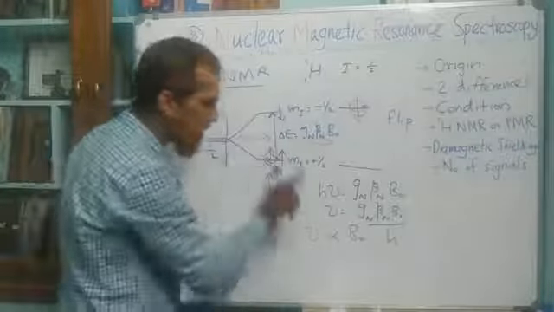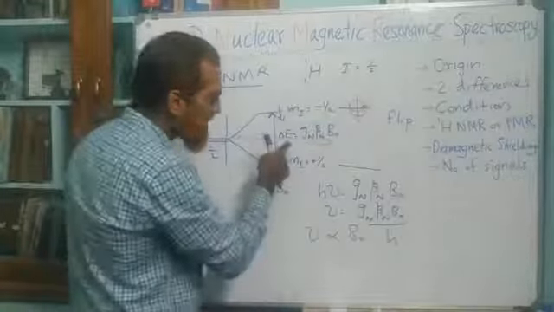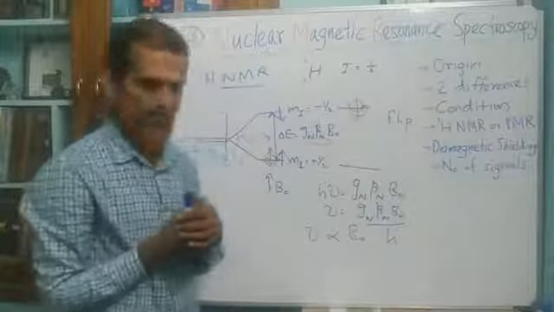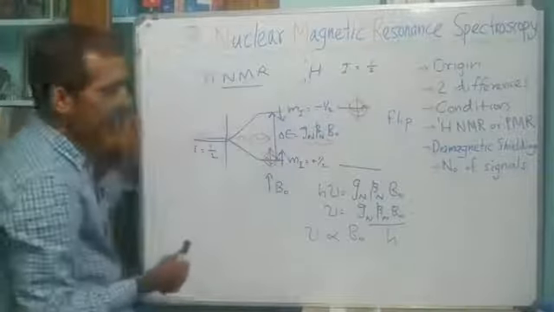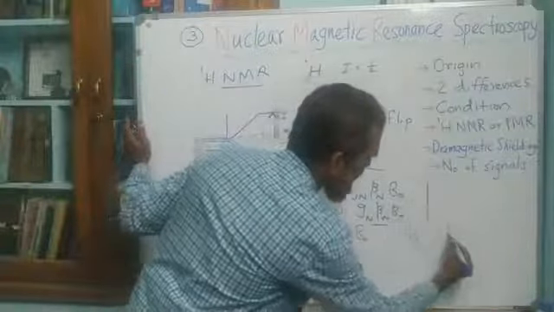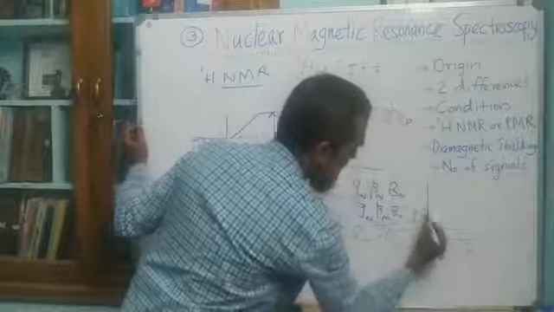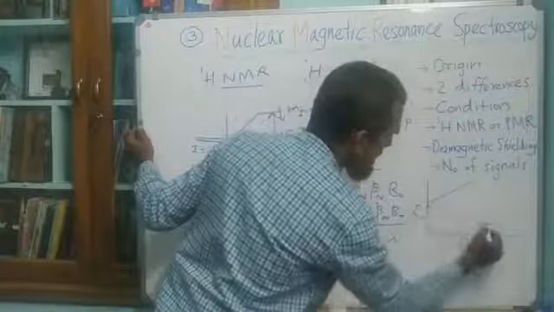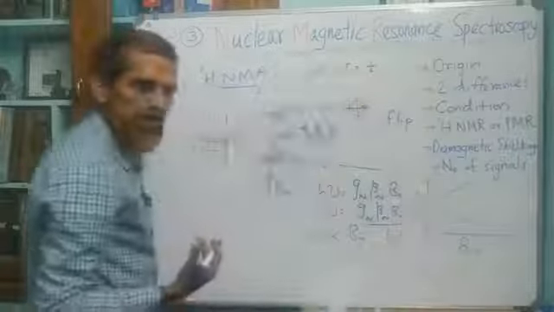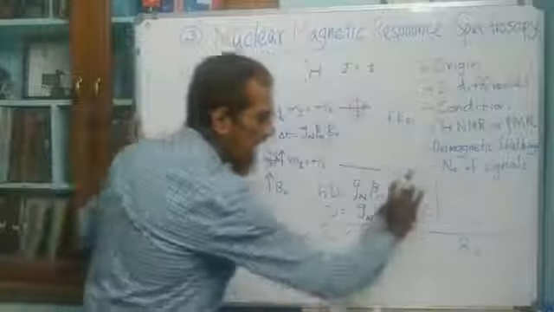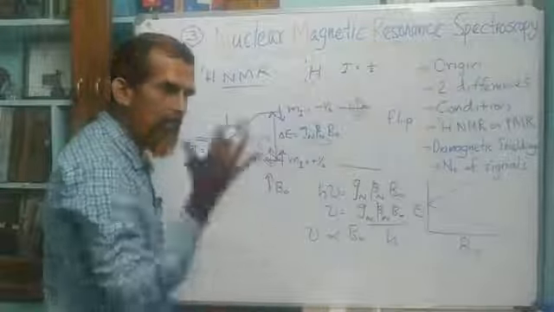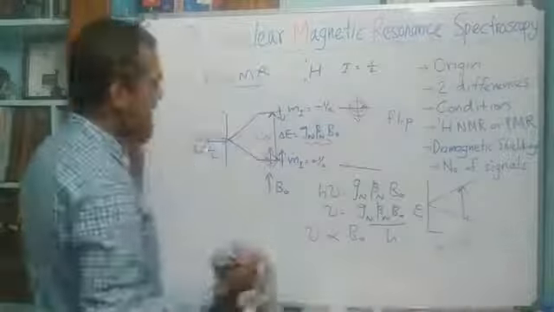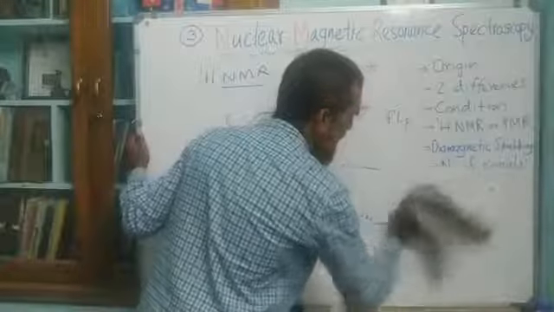When we change the strength of the applied magnetic field, the frequency of the radio wave used for the transition also varies. It is directly proportional. If you plot a graph between B0 and energy or frequency, you can see it goes like this. When you increase the applied field strength, the energy gap also increases, so the frequency required also increases. Right, so this is the basic principle of proton NMR.